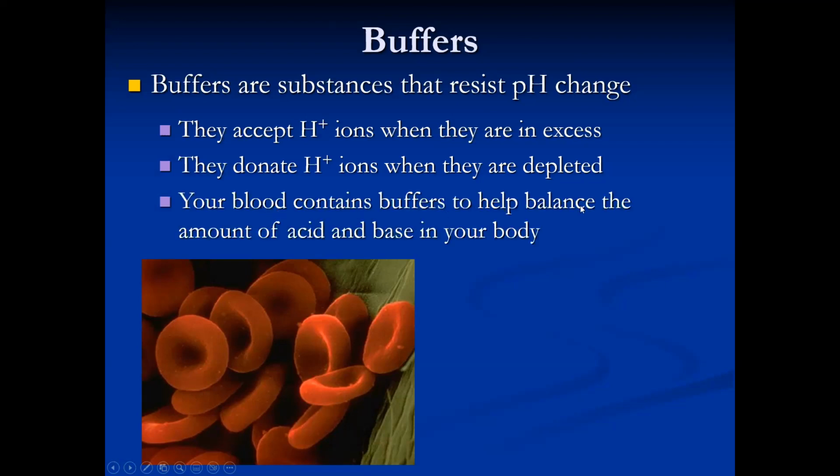Your blood contains buffers to help balance the amount of acid and base in your body. So why does the acid change? Well, we'll be talking more about it later, but it has to do with the fact that when you hold your breath and build up carbon dioxide in your blood, it makes an acid called carbonic acid. That carbonic acid is absorbed by the buffer, the bicarbonate buffer in your blood.